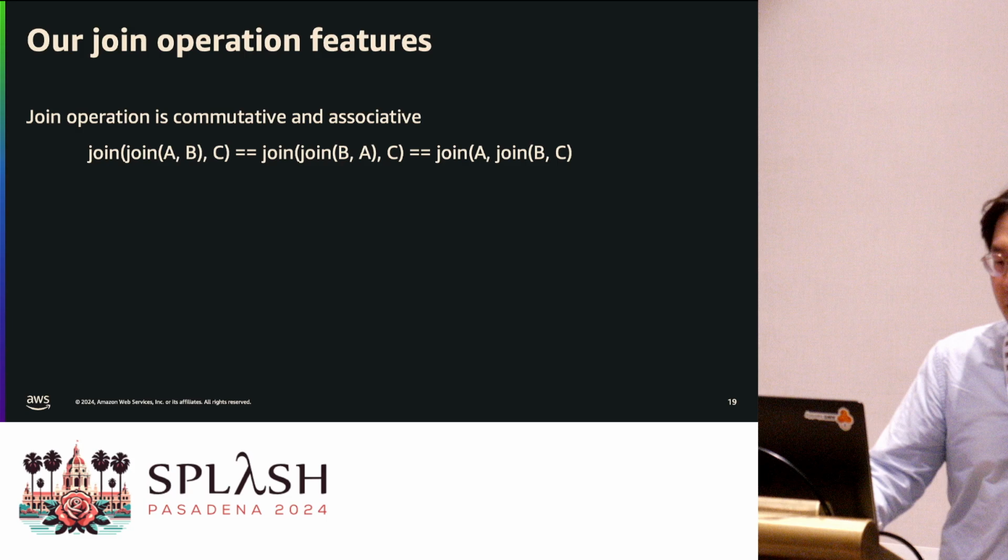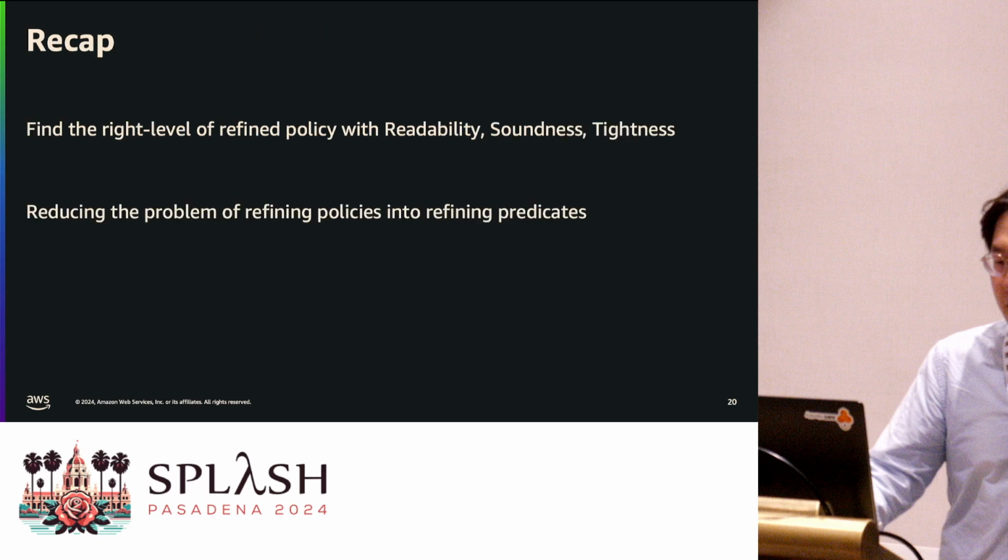So here's the recap of IAM Policy Refiner's technique. We define these three properties: readability, soundness, and tightness, and we define the right level of refined policy. And we reduce the problem of refining policy into a smaller problem, which is refining predicates.